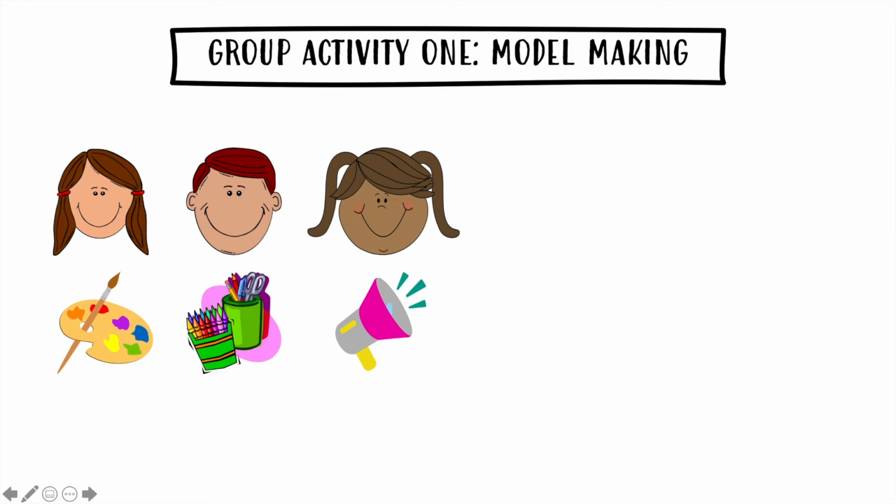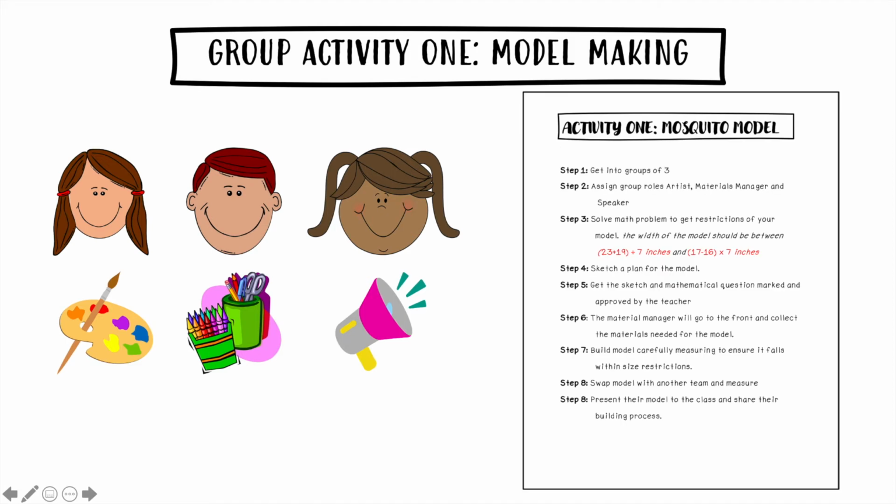Next, I'm going to give each team an instruction card, which will give directions for what you're expected to do during this activity. You have already completed steps 1 and 2. Next, you will solve a mathematical problem to get the size restrictions of your model. You will then sketch your model. Once the sketch and mathematical problem has been marked and approved by me, the materials manager will go to the front and collect the materials needed for the model. You will then build your model.